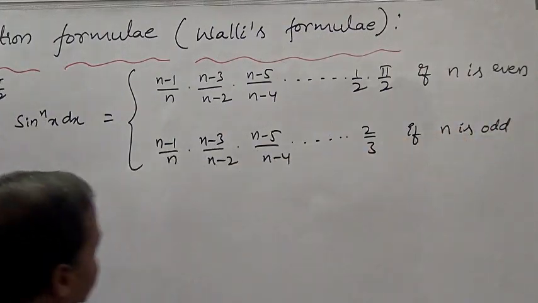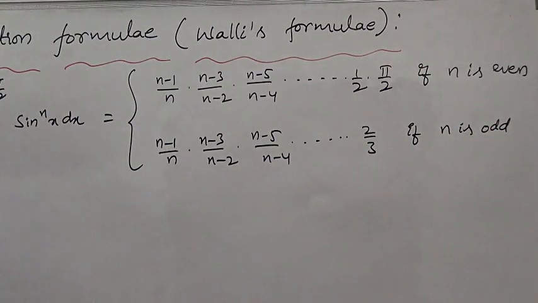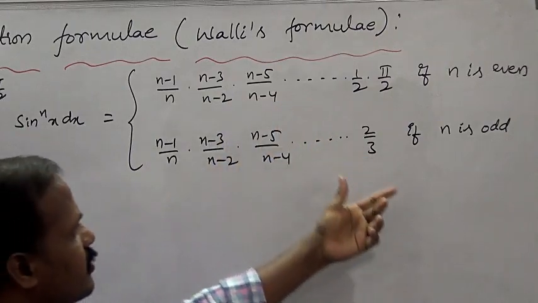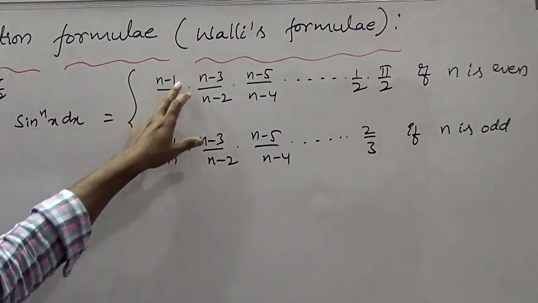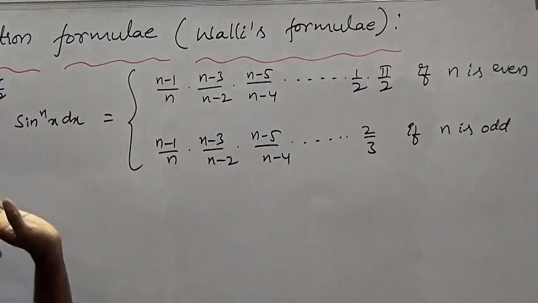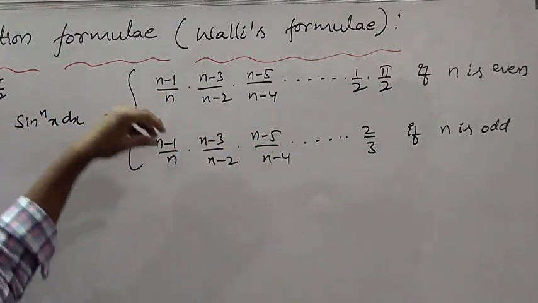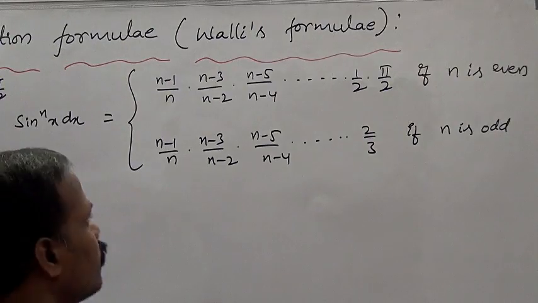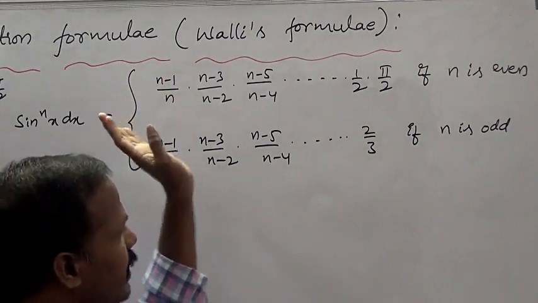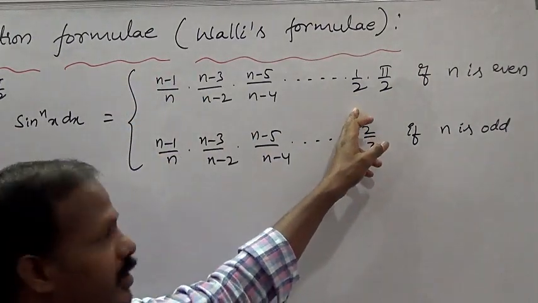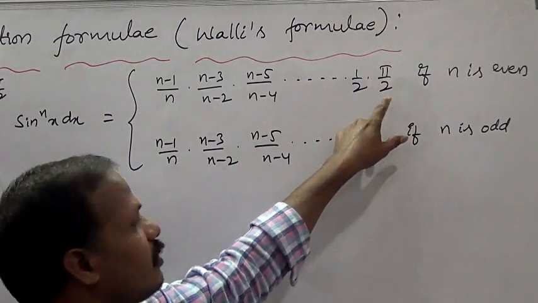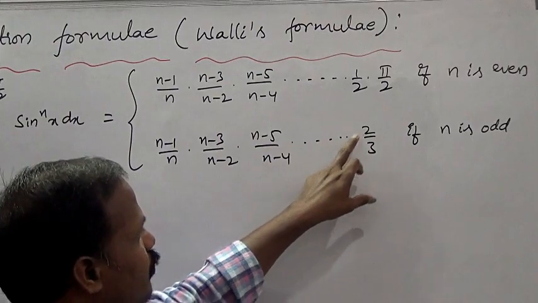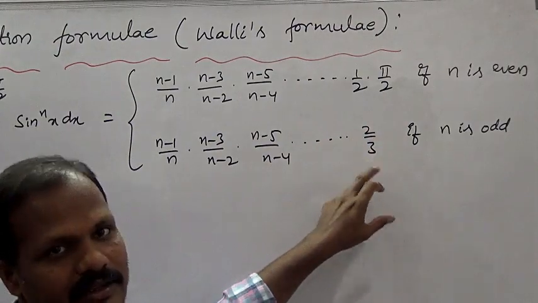If n is even, we will get the result like this. If n is odd, like this. So here, just n minus 1 by n, then subtract numerator and denominator by 2. By decreasing, at last if you get 1 by 2, then multiply with pi by 2. Otherwise, if at the last term you get 2 by 3, then stop it.